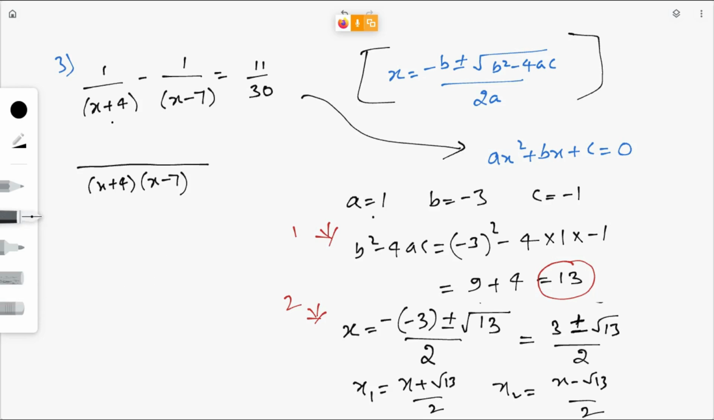Okay? So now this into the other term x minus 7, and here x minus 7 into x plus 4. So you will get x minus 7 here, and then minus of x plus 4 is equal to 11 by 30. Any doubts in this step? Taking LCM and then simplifying, no doubts? No, sir. Okay, next.